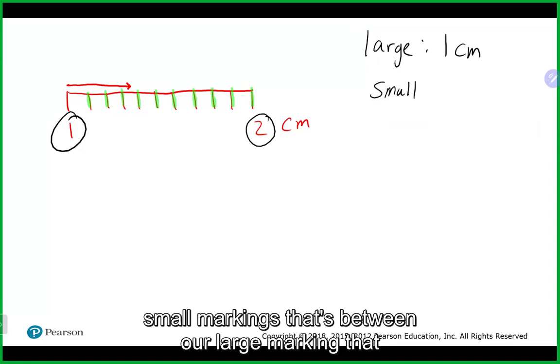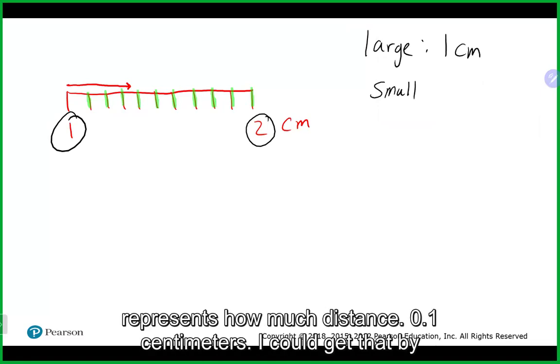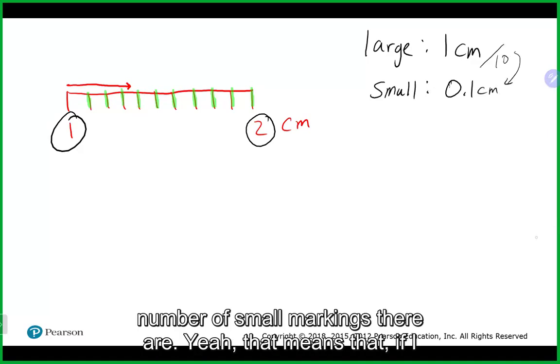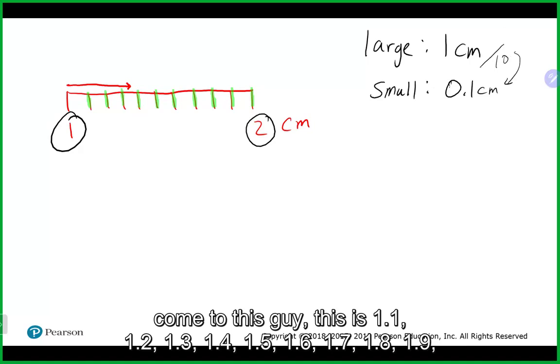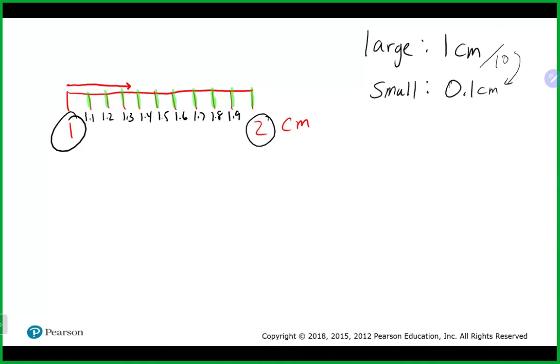That's between our large marking that represents 1 centimeter. That means each of the small markings represents how much distance? 0.1 centimeters. I could get that by taking 1 and dividing it by 10, by the way, which is the number of small markings there are. That means that if I come to this guy, this is 1.1, 1.2, 1.3, 1.4, 1.5, 1.6, 1.7, 1.8, 1.9, and 2 as we go across there to our next large marking. First off, any questions?